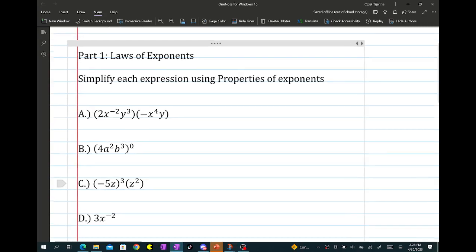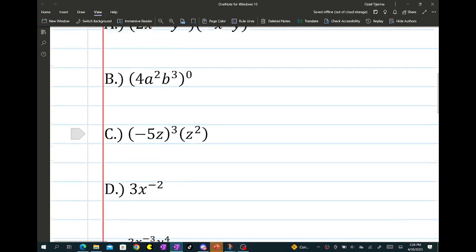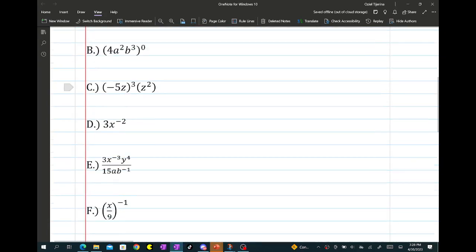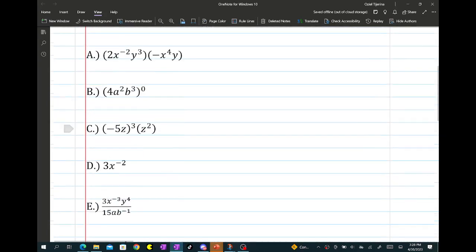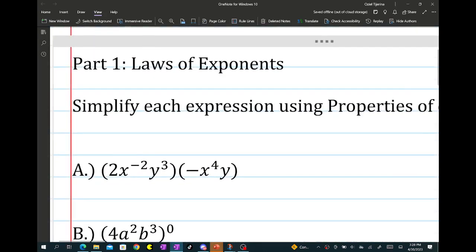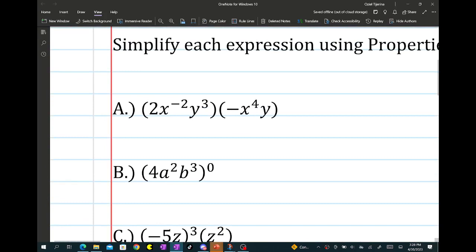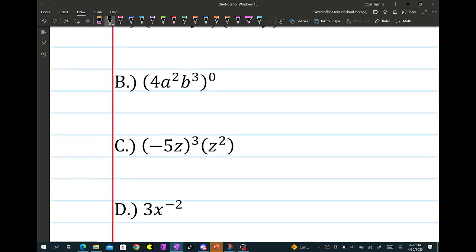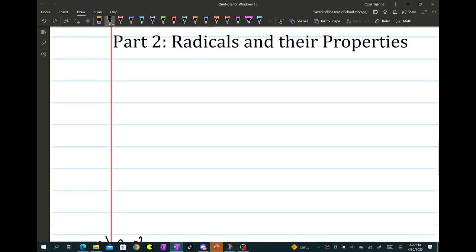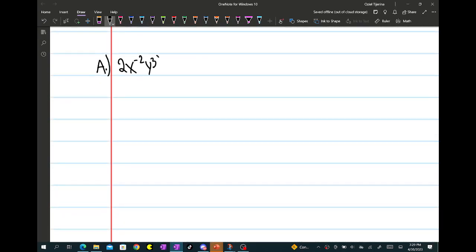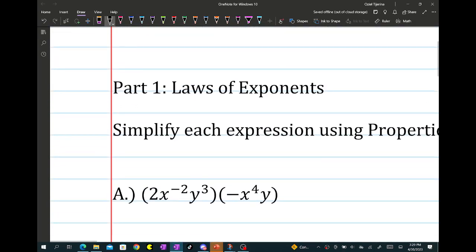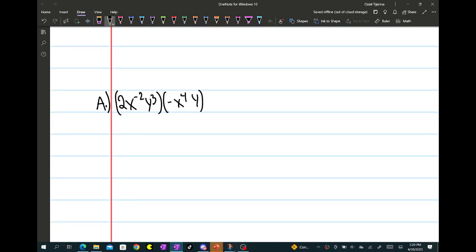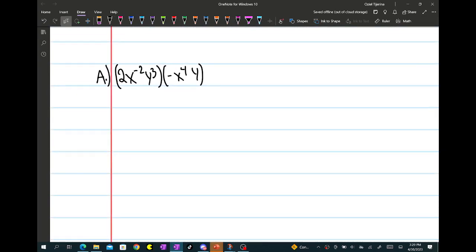So this is part one. I'm going to just do these 4 problems, or like from A to G. So we're going to do this really quickly. The first one that we have, and let me write this down, part A says 2x to the negative 2, y cubed times negative x to the 4th times y, right? Okay, so we're going to use the properties of exponents to simplify this expression.